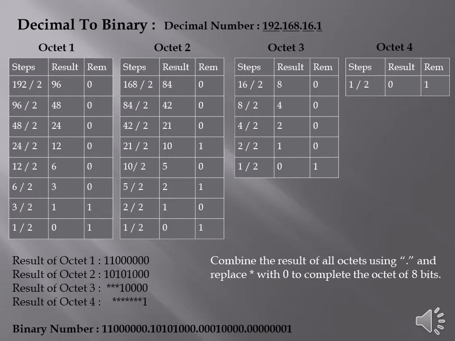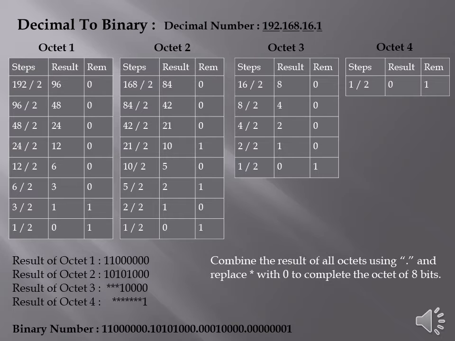Let's look at decimal number system to binary number system conversion. Decimal number 192.168.16.1. We have to convert this number to binary number equivalent. For converting this decimal number system to binary number system, we will first divide these numbers into different octets, so that we can combine the result of each octet and get the binary number equivalent at the final step.